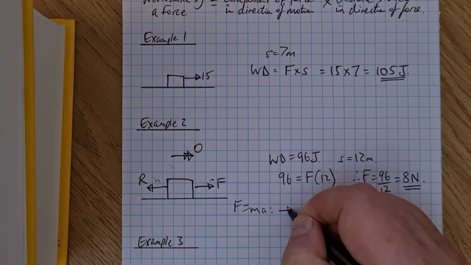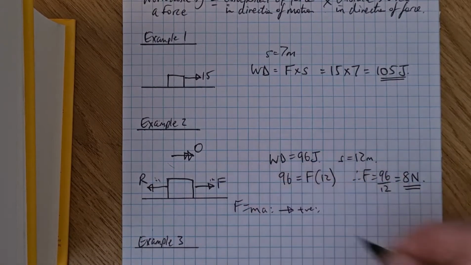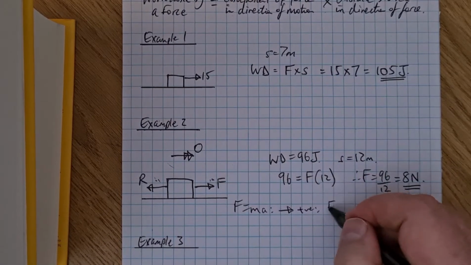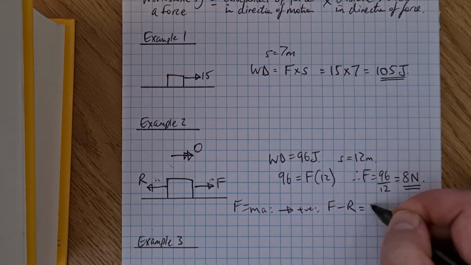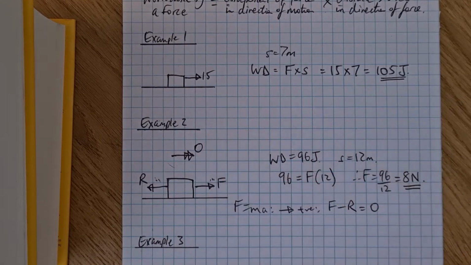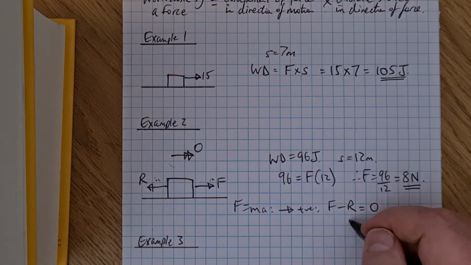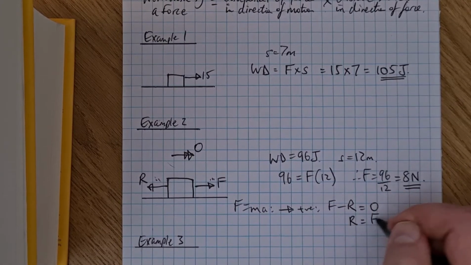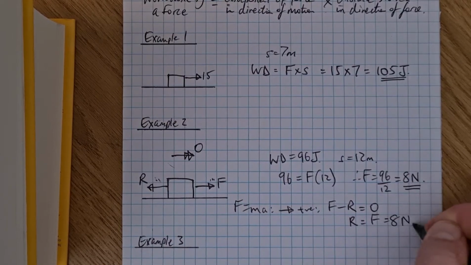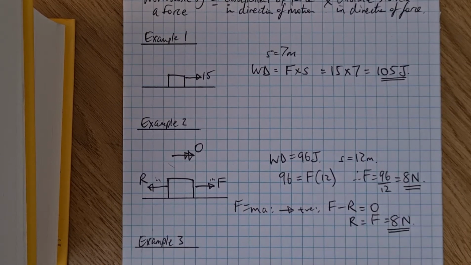Or if perhaps you hadn't spotted that, you could still do an equation of motion. So F equals ma in the direction of motion, and you would have F minus R equals 0. That's at the point perhaps when you'd realise that the acceleration was 0. So as we've said already, R is equal to F, which is also equal to 8 newtons.